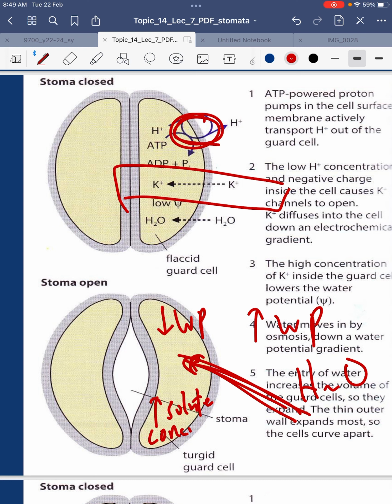Now, once you know from close to open, then it will be easy to reverse the process, because once you know the one-way process, the reverse is very easy. So the reverse would be there's no pumping.